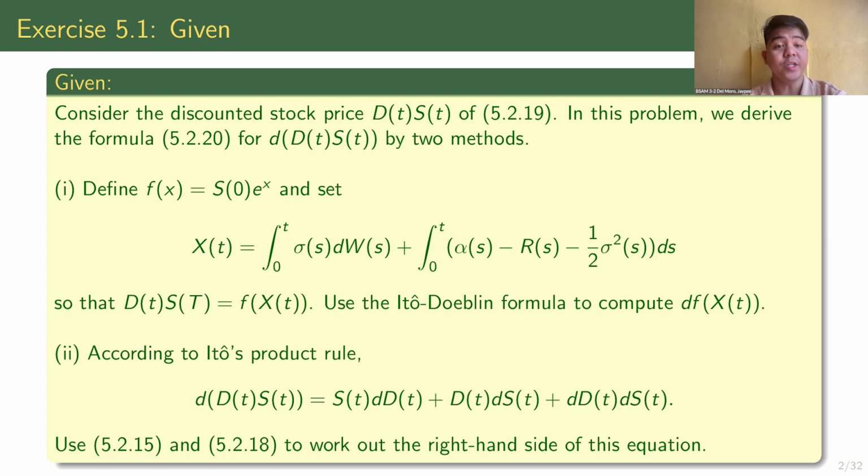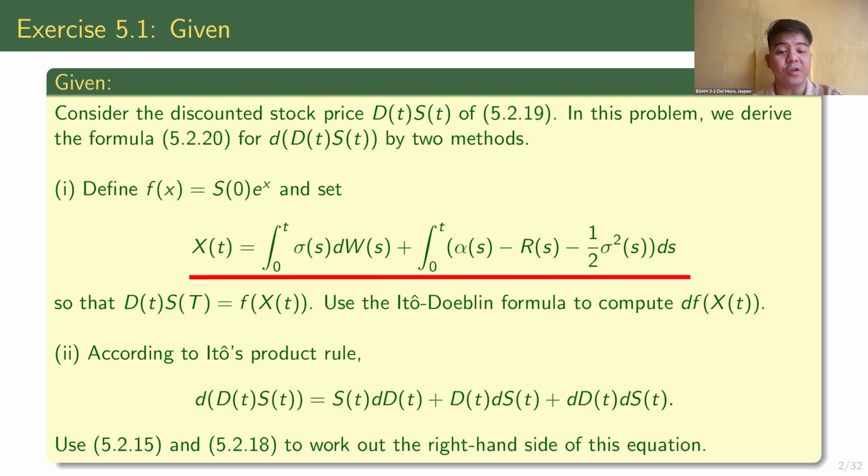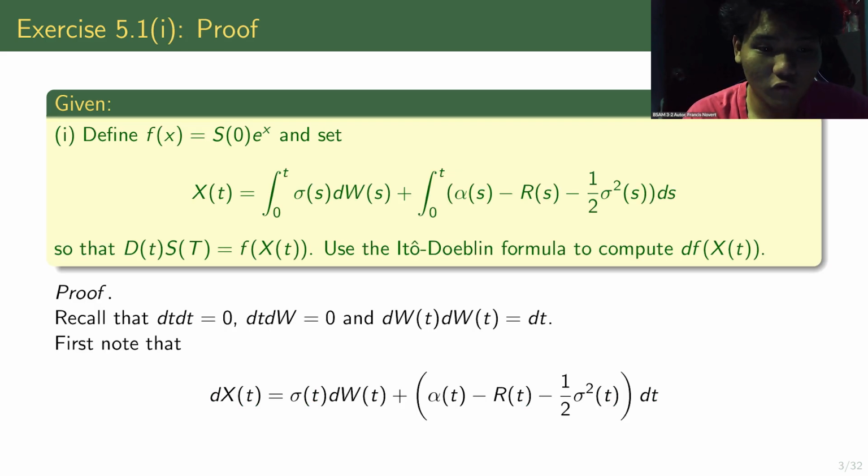In this problem, we derive the formula from 5.2.20 for d(D(t)S(t)) by two methods. First, define f(x) = S(0)e^x and set S(t) equal to the integral from 0 to t of sigma(s) dW(s) plus the integral from 0 to t of alpha(s) minus r(s) minus 1/2 sigma squared(s) ds. So for the proof, we first recall the properties of stochastic calculus.